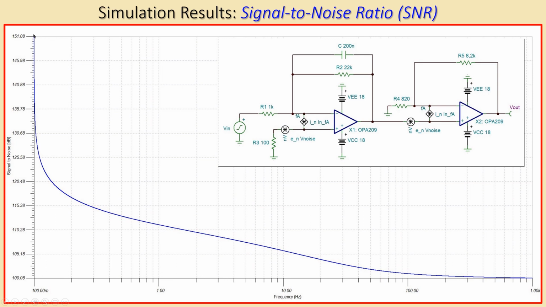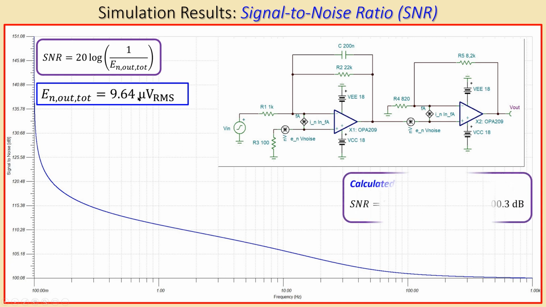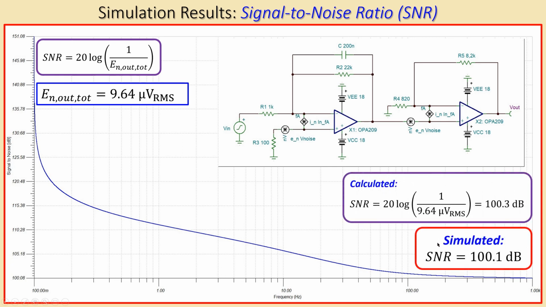Okay, the next one is the signal to noise ratio. This is the plot. It starts off very large and then approaches some final steady value, approximately here at 100 dBs. So the SNR was calculated using this formula. This was the output referred RMS noise voltage we have calculated. And if you now calculate this again, it will be 100.3 dBs. And I can see in the simulation it is approximately 100.1 dB. So also very close to each other. So we can see again the SNR is also in agreement with our calculations.